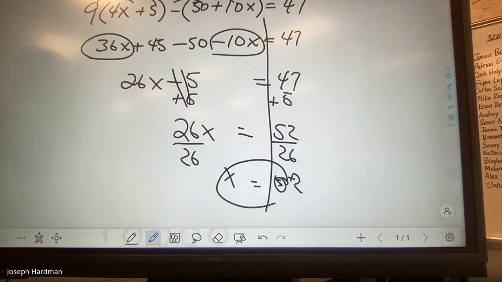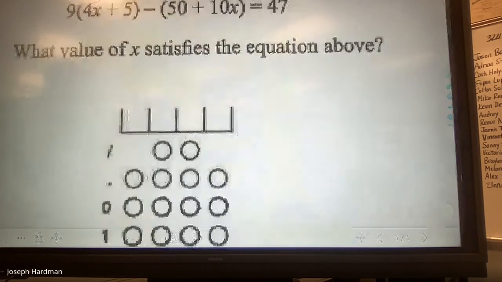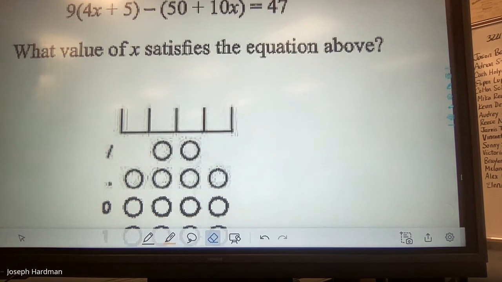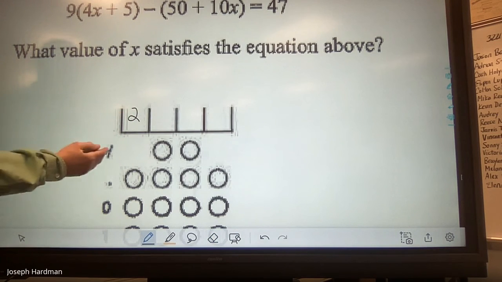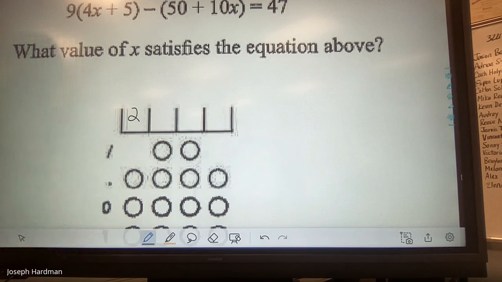So that's the answer. So I go back to the original problem. The answer is 2, so I can put it in any of the boxes. I'll put it here. So then I just got to make sure, I'm not going to show it here, but then you go down here, you color the circle in with the 2 in that column, and then you're done.